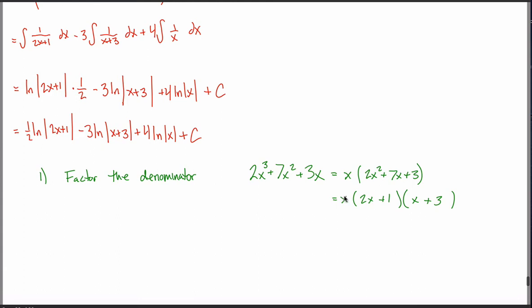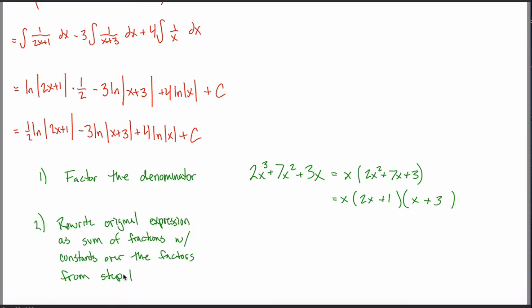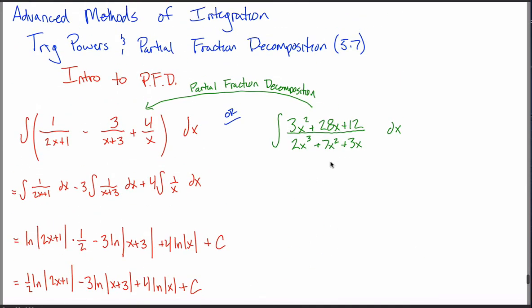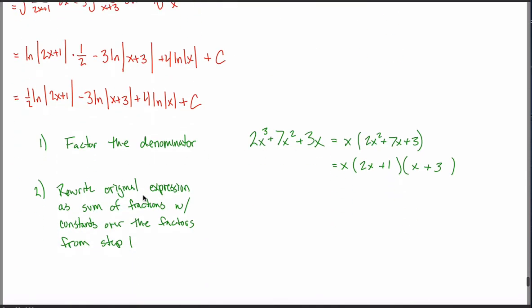We'll see in the next video what you do if you get anything that's irreducible here when you can't factor into linear terms. But for now, let's suppose you can factor the denominator into linear terms. We did that here. Here are three linear terms. Step 2 is to rewrite the original expression, so I'm talking about this entire fraction right here, as a sum of fractions, so something plus something plus something, where we have constants up in the numerator and the factors from step 1 down in the denominator.